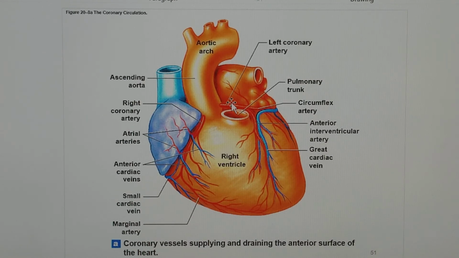Okay, the left coronary artery gives rise to a branch, the circumflex artery, and this branch, the anterior interventricular artery. Circumflex artery branch and the anterior interventricular artery. The right coronary artery, as we're coming down through here, is giving rise to atrial arteries. Let's see, we've got the marginal artery down along the ventricle here.